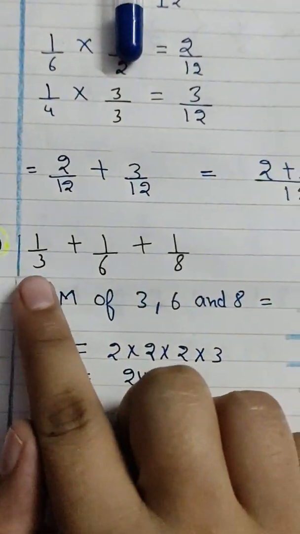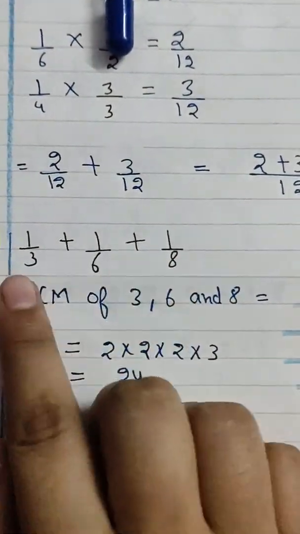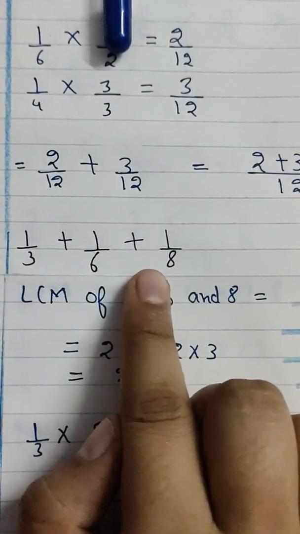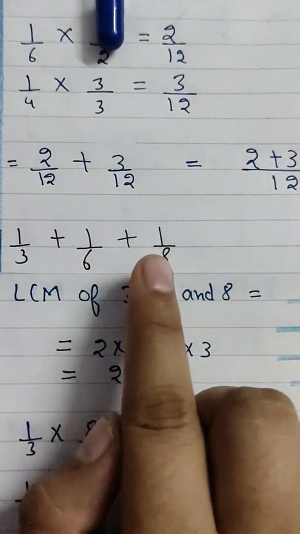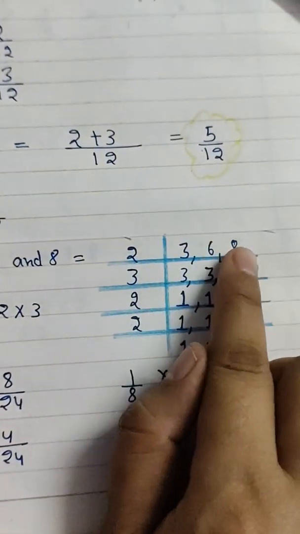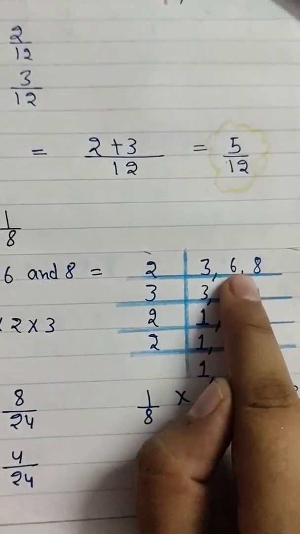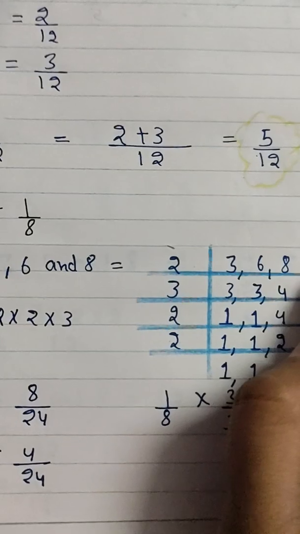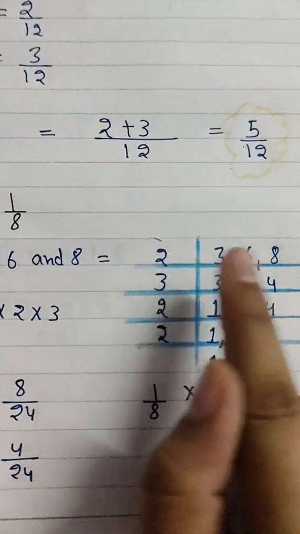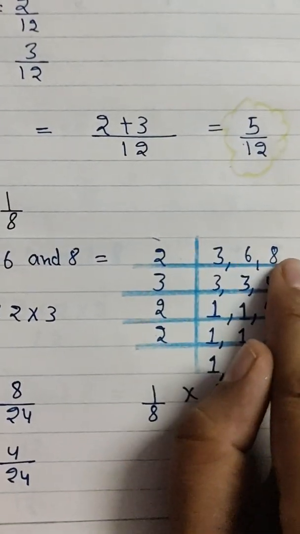Then we have 3 fractions here. All 3 have different denominators, so we will take the LCM here. We will take the LCM of 3, 6 and 8. 3 and 6 do come in the same table, and 6 and 8 also come in the same table. So I am taking 2 here for dividing 6 and 8.